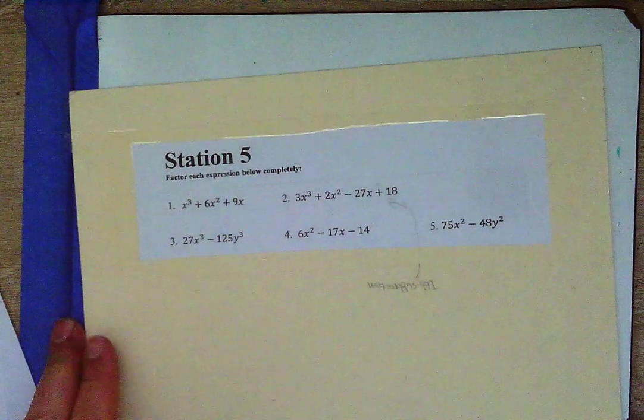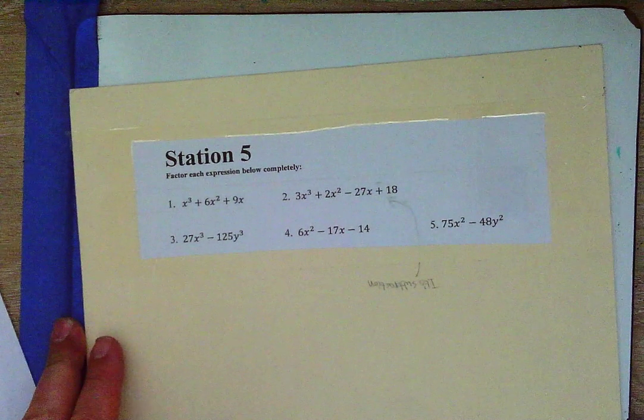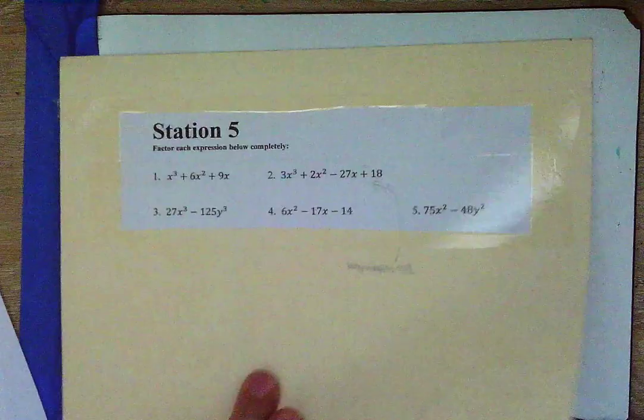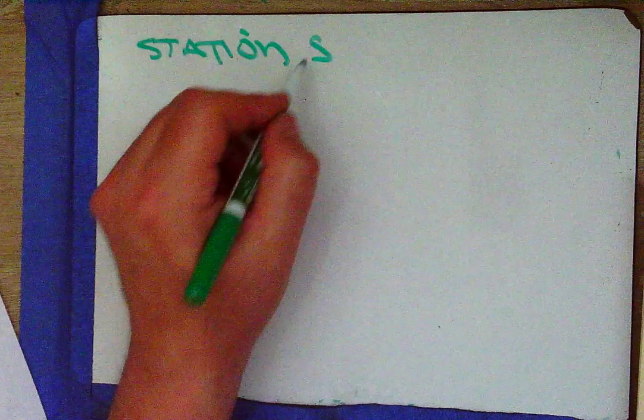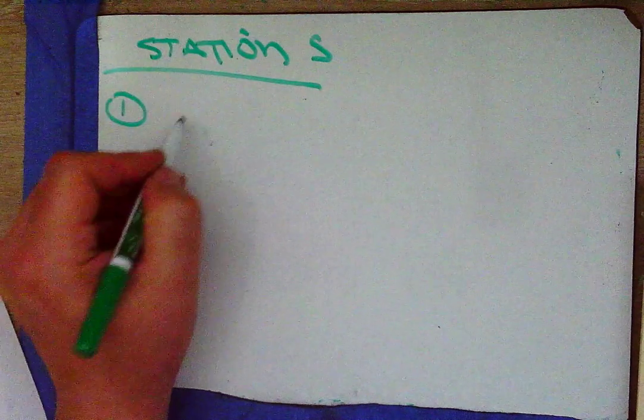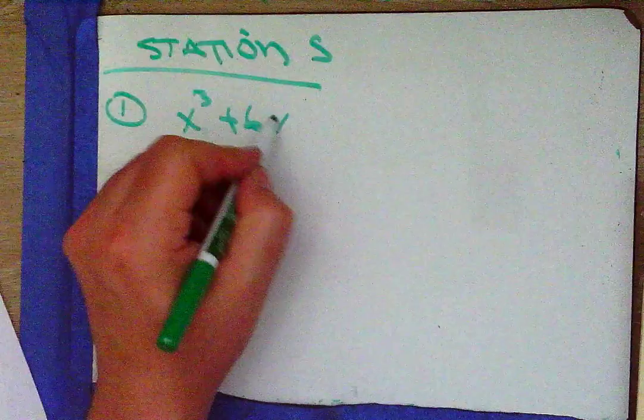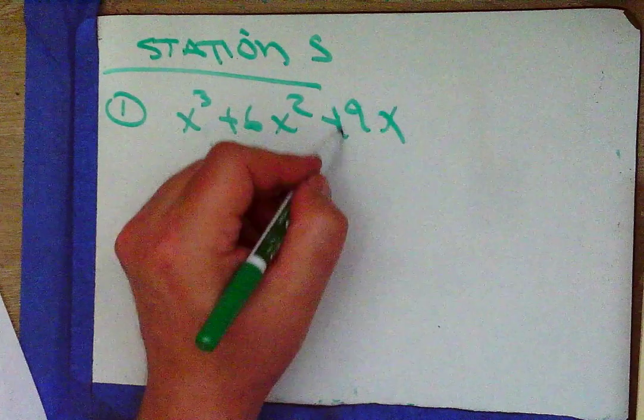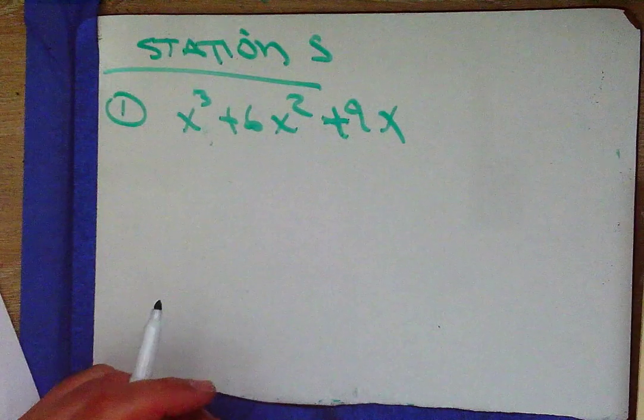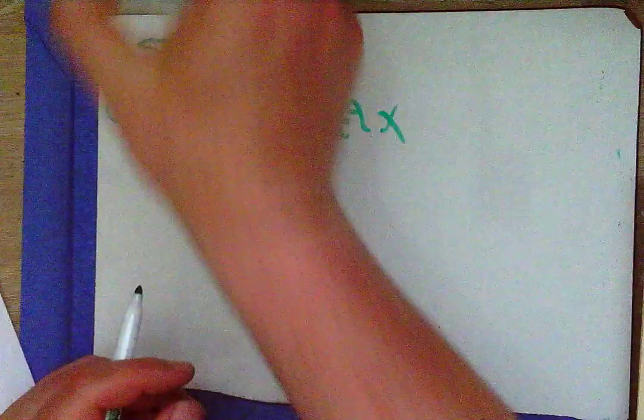All right, station 5. Station 5 is more factoring practice. So let's take a look at the first problem here on station 5. First problem says x to the 3rd plus 6x squared plus 9x. All right, pause the video, give that one a try, come back when you're done.